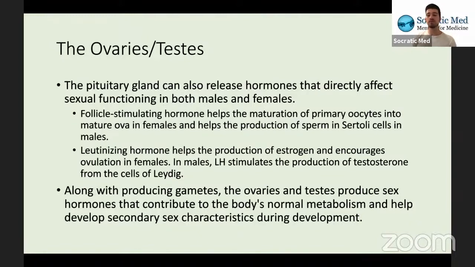Along with producing gametes, the ovaries and testes produce sex hormones that contribute to the body's normal metabolism. So they do produce gametes, ova and sperm. We know that is basically their primary function, but they're also super important in regulating sex hormones throughout the body. They contribute to the body's normal metabolism, and they also help develop secondary sex characteristics during development, specifically during puberty.